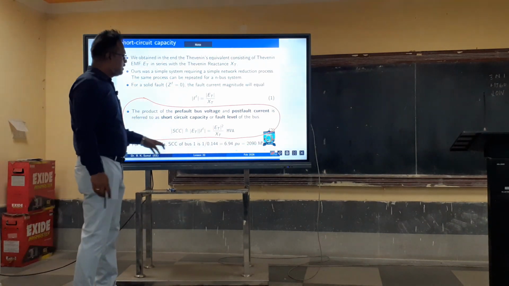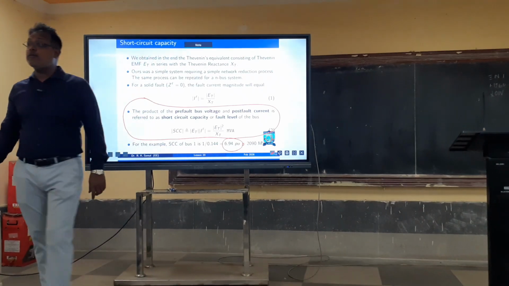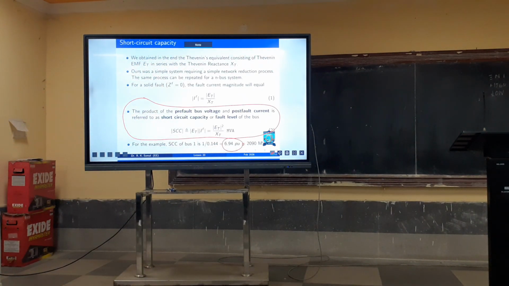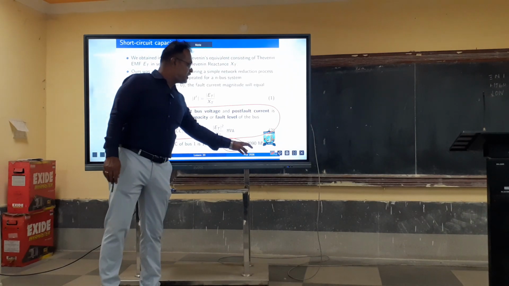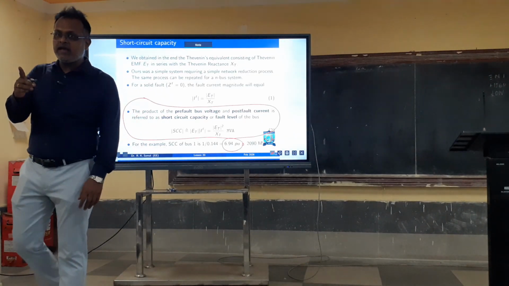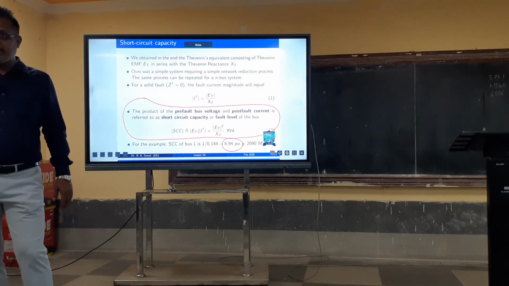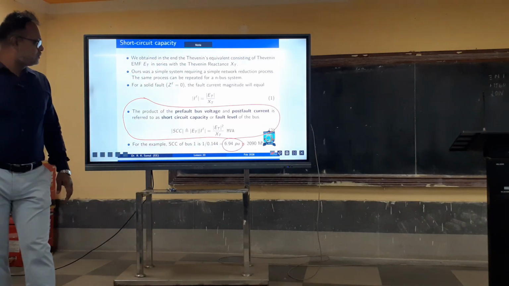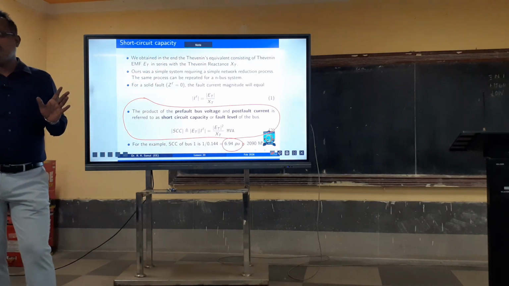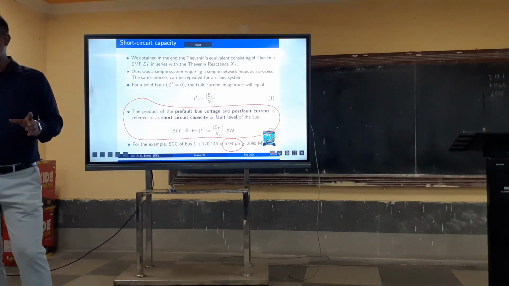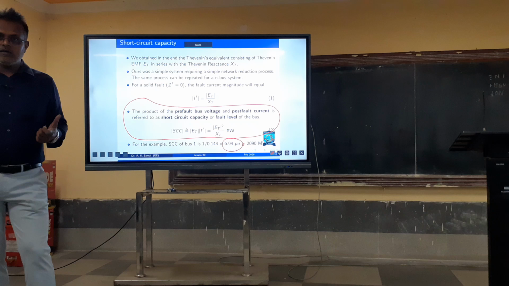And in this example, the short circuit capacity is 6.94 per unit. That means about 7 times more than normal current. The generator capacity was 300 MVA, so this is about 7 times that: 2100 MVA is the short circuit capacity. Okay, right? So this completes how to proceed with short circuit studies manually with Thevenin theorem. Next class we will focus on how to do this systematically with Z-bus.